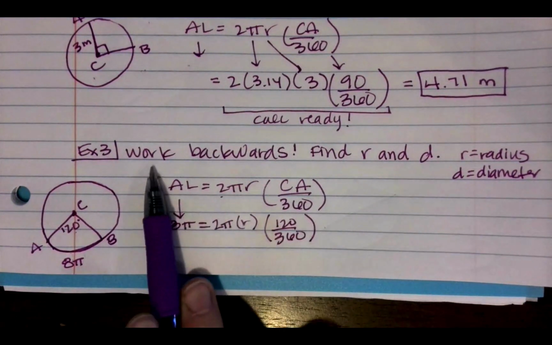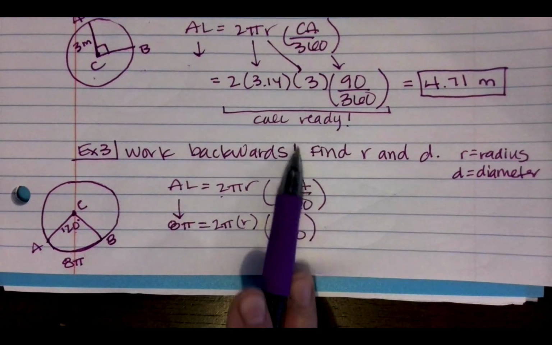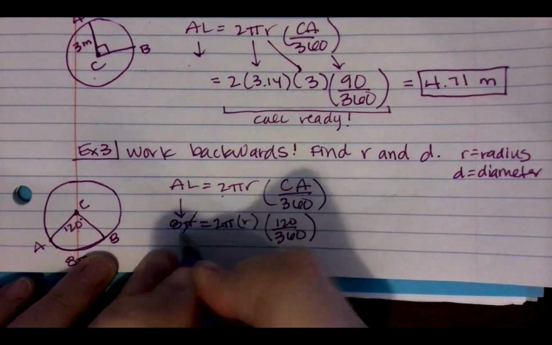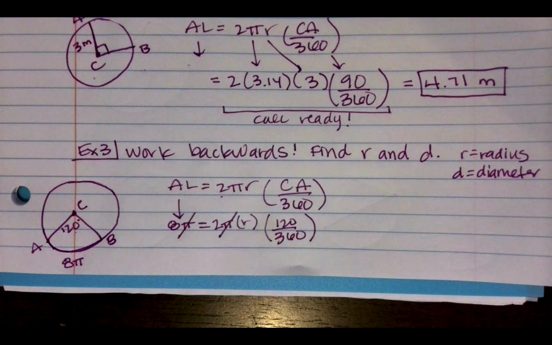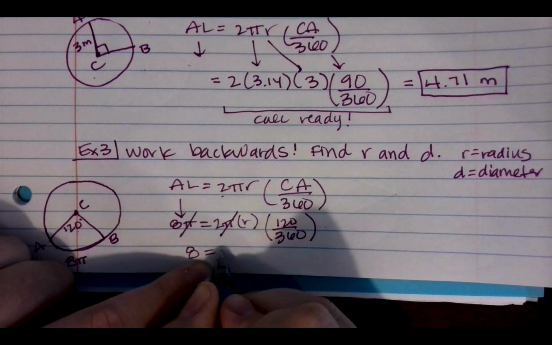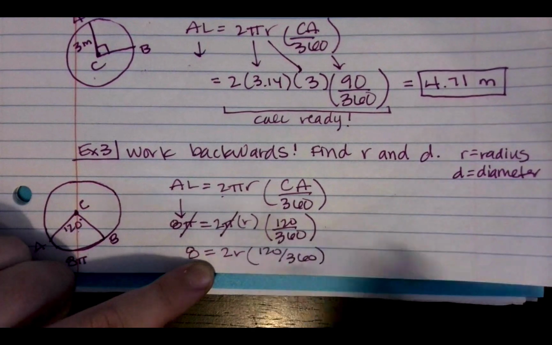This is, again, working backwards where we can't just plug things into the calculator and get a quick answer like we did here. We're going to have to take our time and kind of pick away at it. The first thing I want you guys to do is just cross out those pi's. And then we can even rewrite this so it looks a little more simple. It's just 8 equals 2r 120 over 360.